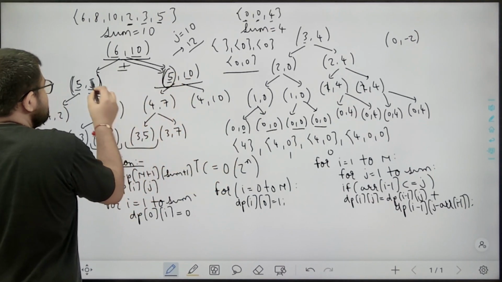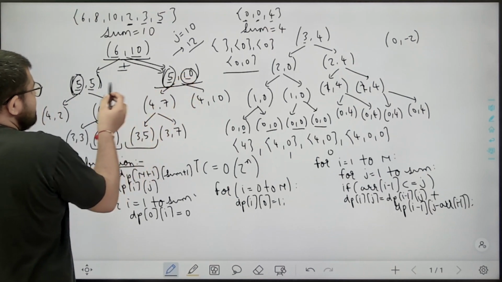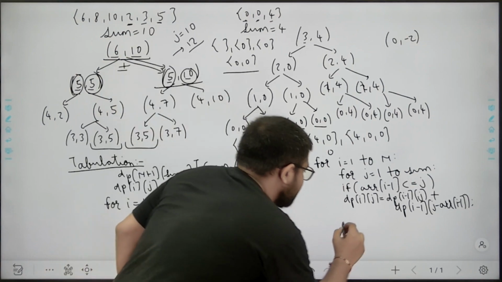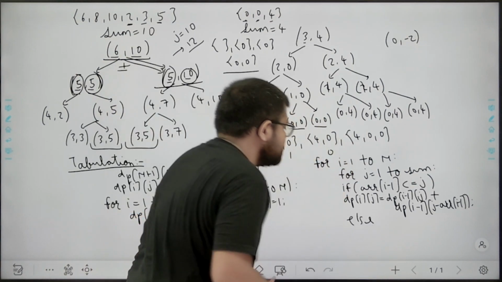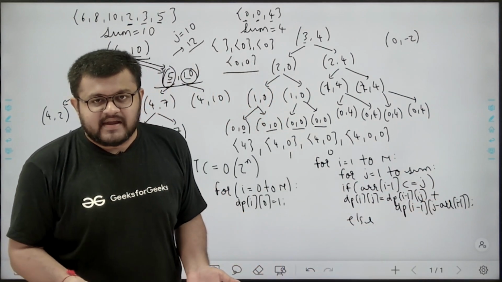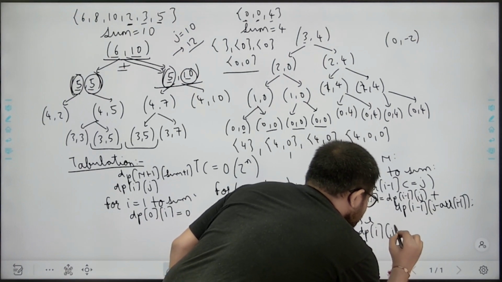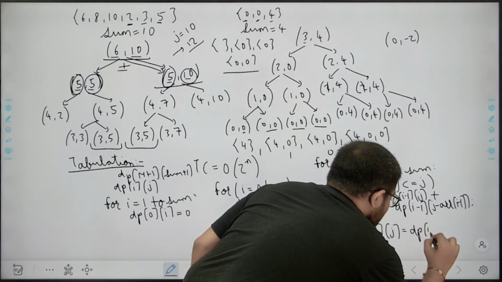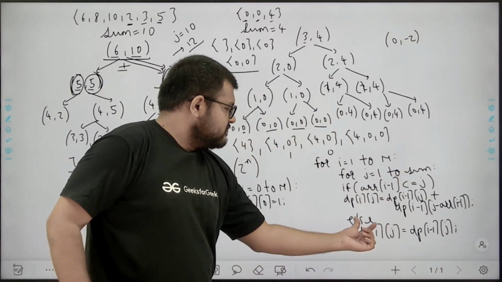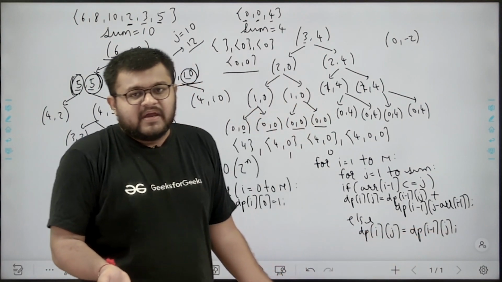The remaining elements would be i minus 1, and the sum, if I do not consider the ith element, would remain j. Otherwise it would be j minus array of i minus 1. But else, that is if my current element has value greater than j, then I cannot consider it anyways, right? So dp of i, j would be equal to dp of i minus 1, j. That is the number of subsets to reach sum j using the first i elements is equal to the number of subsets to reach sum j using the first i minus 1 elements.